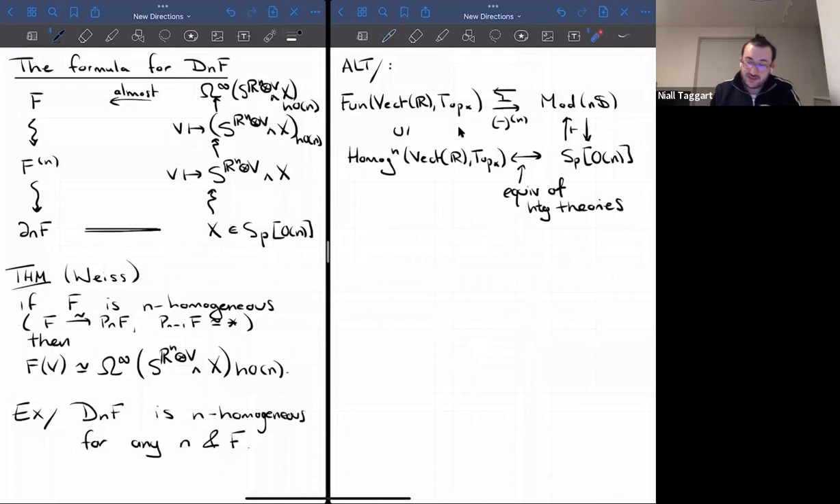So what I mean by this, to be precise, is you put a model structure on this category of functors, which represents the homotopy theory of the n-homogeneous functors. And then these adjunctions become zigzags of Quillen equivalences between this homogeneous model structure and spectra with an O(n) action. So I should mention that this is all work of Dave Barnes and Peter Oman. We put orthogonal calculus into this model categorical framework.